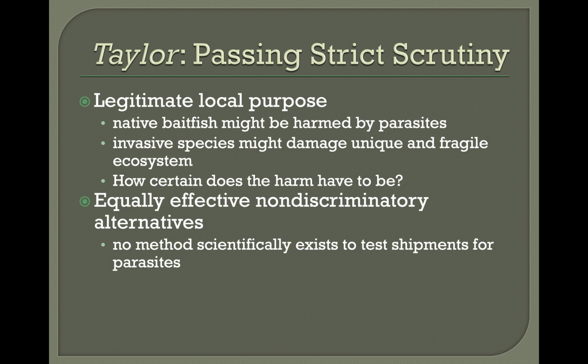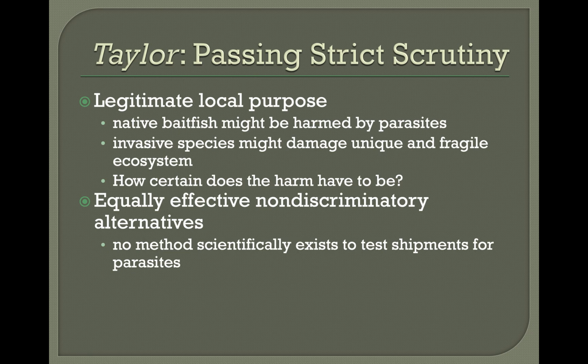There is one last inquiry that the court makes over on page, let's look at page 4. In Part B of the opinion, the court does note that if an alternative procedure was to arise, then Maine might not be able to justify this ban anymore. In other words, if scientific advancements developed to the point where there was a method for testing shipments of bait fish for this parasite, then this ban might not be justifiable anymore. But until that point, the court thinks that these two prongs of strict scrutiny have been met.